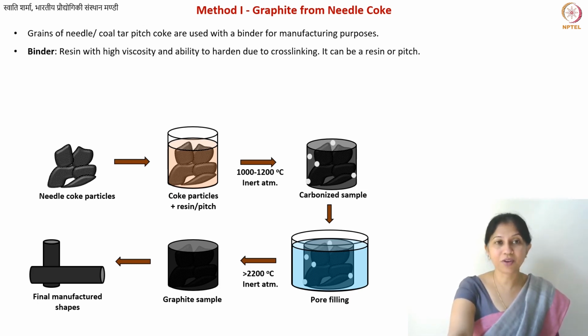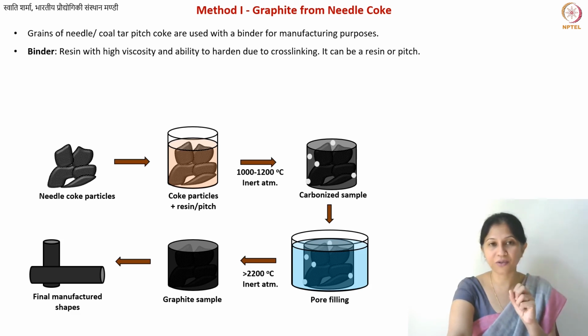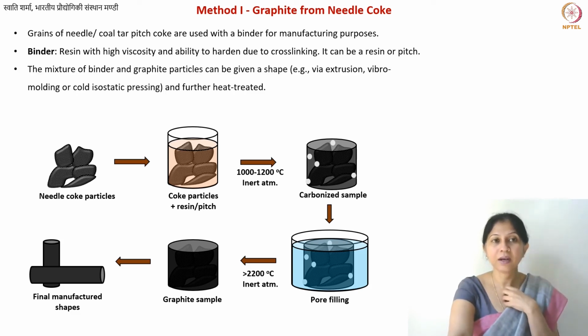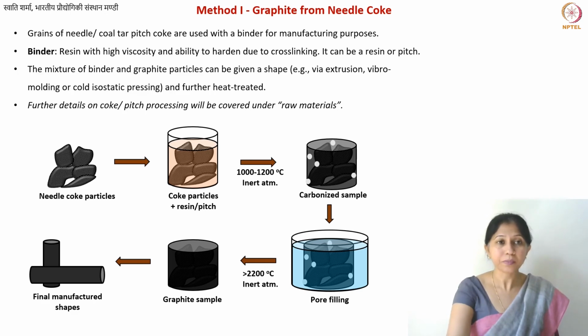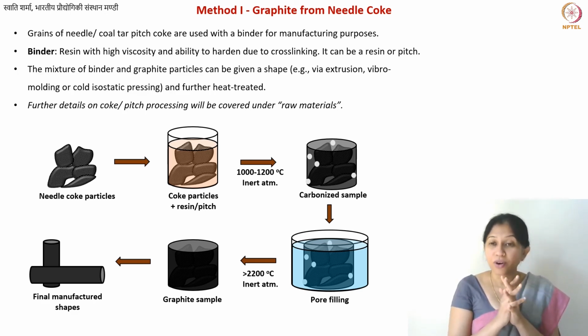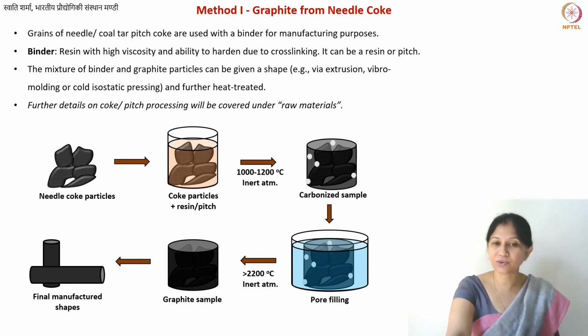Okay, so whatever process I have shown in the figure, I have also written it here, so you can go through it. Now there are some more details about these raw materials. You might still be wondering, how do we differentiate between different pitches and cokes? What exactly is a coke? We will cover it in further detail during our raw materials section. Right now, I just wanted to give you an idea of the manufacturing part of it.